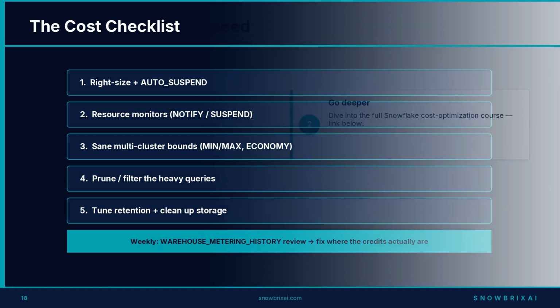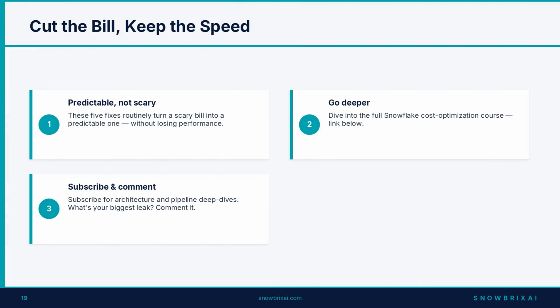Let me wrap this up. So that is the whole playbook. 5 fixes that routinely turn a scary bill into a predictable one. And you keep your performance the entire time. Right-size, guardrails, sane scaling, prune your queries, clean your storage.